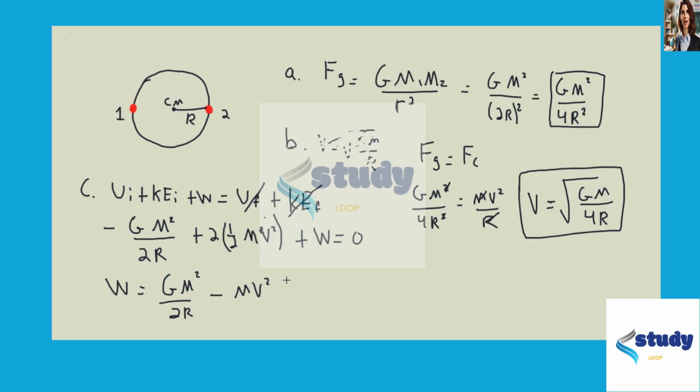Now we can substitute in the v that we found earlier. So this equals G m squared over 2r minus m times v squared, and this v squared will be G m over 4r. So we have G m squared over 2r minus G m squared over 4r. That's going to equal G m squared over 4r. We get that by writing 1 over 2 as 2 over 4, so 2 over 4 minus 1 over 4 gives us 1 over 4.